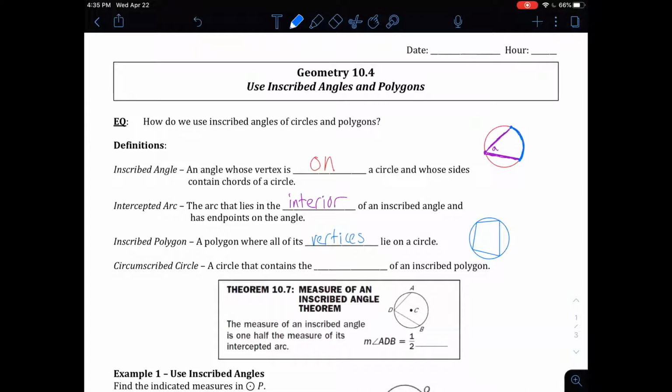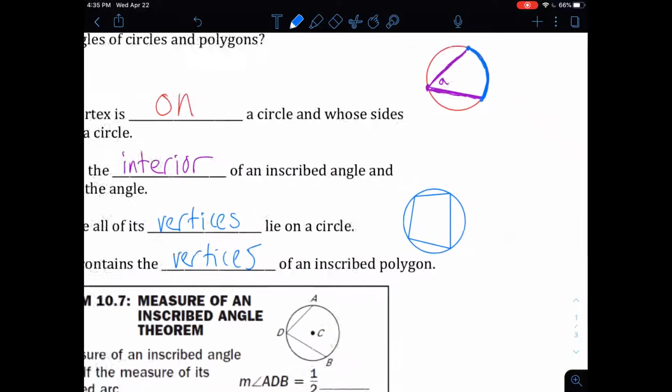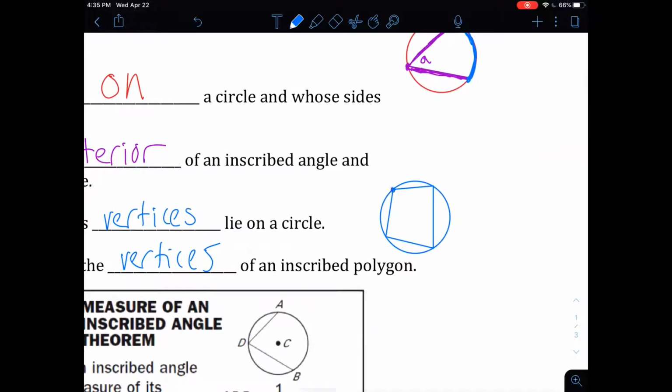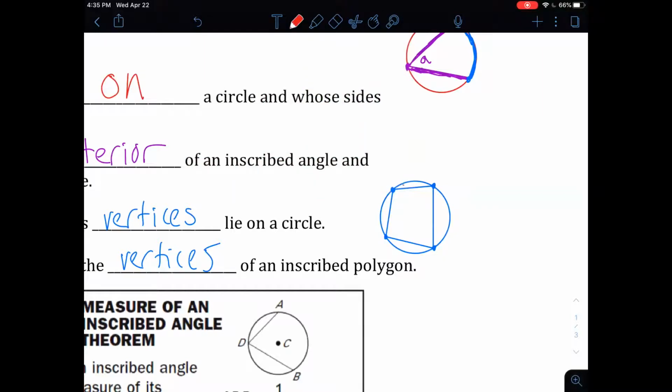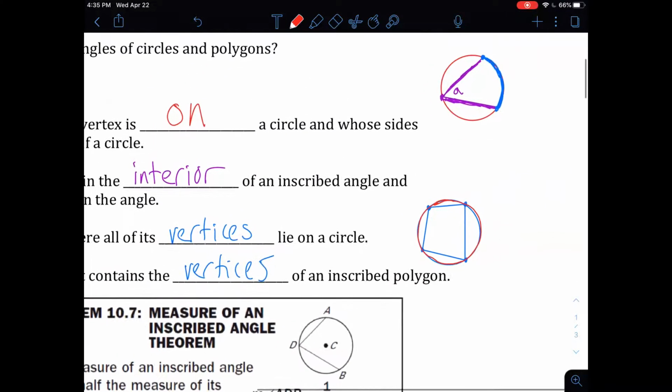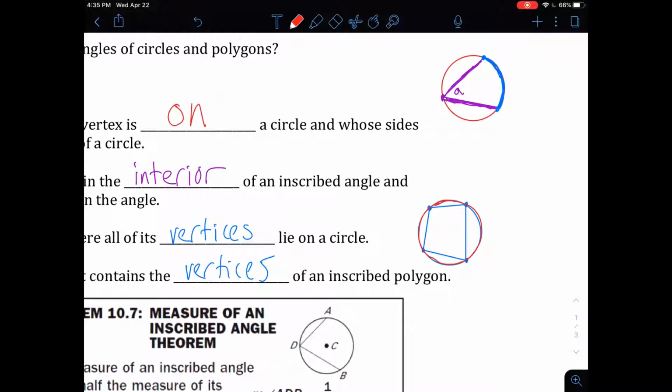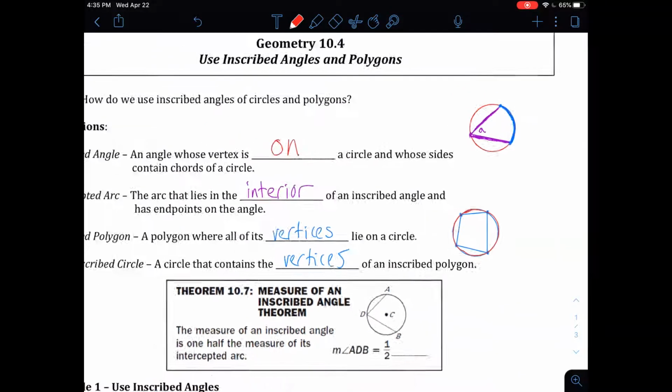And a circumscribed circle is a circle that contains the vertices of an inscribed polygon. So basically any circle that meets a polygon on the outside of the polygon, like this entire circle on the outside that meets the corners of the polygon, that's called circumscribed. It fits the polygon perfectly inside the circle. That's what circumscribed means.